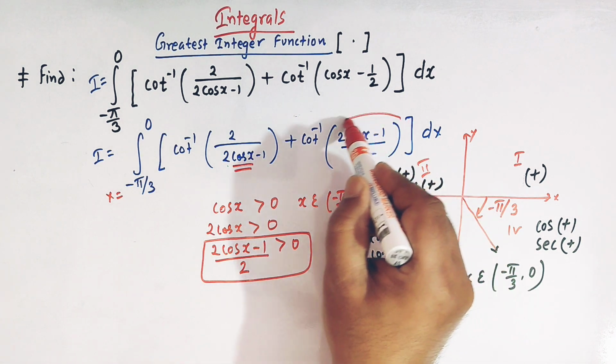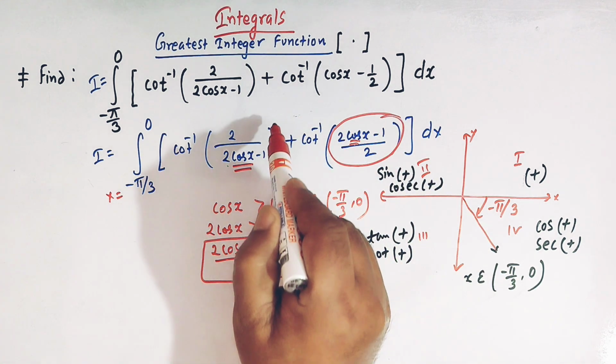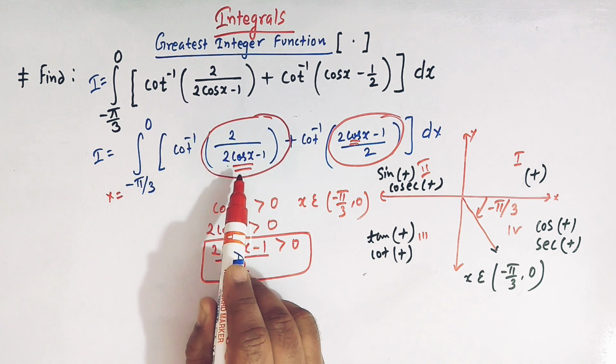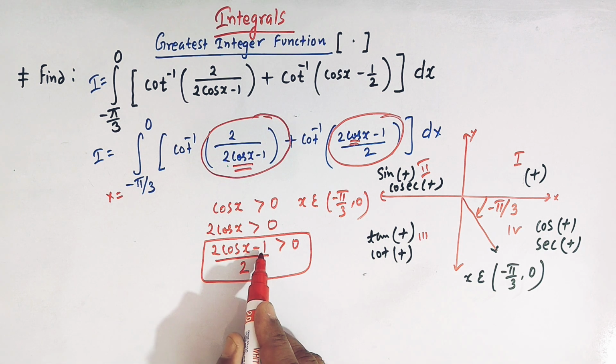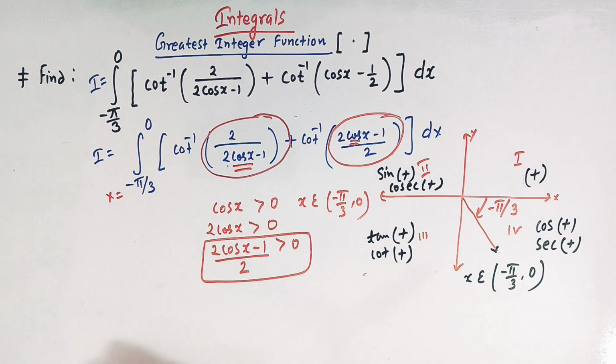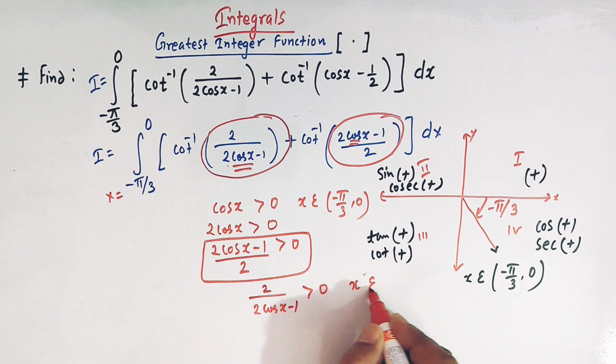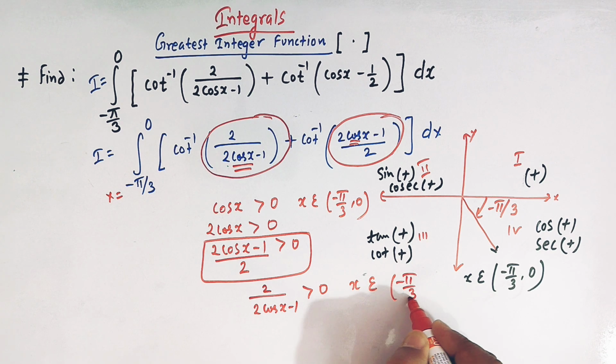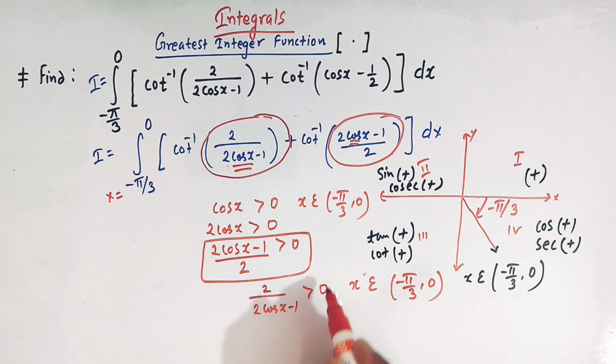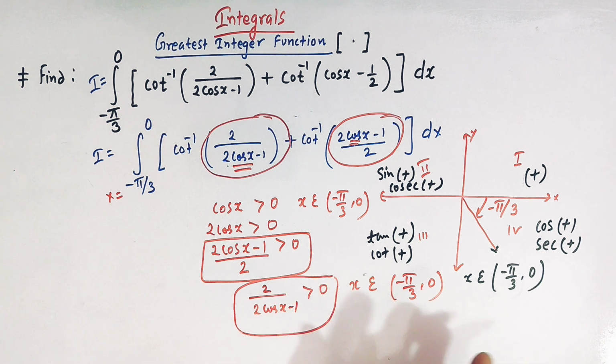So now this quantity is positive, and also this quantity is positive, because when (2 cos x minus 1) divided by 2 is greater than 0, obviously 2 divided by (2 cos x minus 1) is greater than 0 when x belongs to minus pi by 3 to 0, right? So this is an important concept in this problem. And now we will see an important property of inverse trigonometric function.